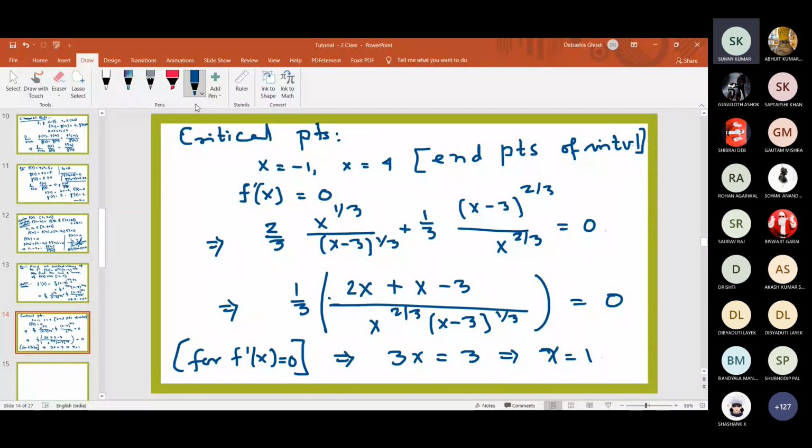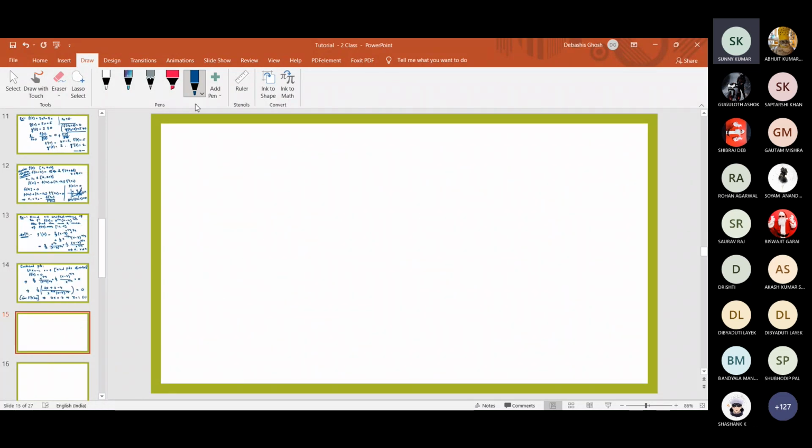So one type of point we are getting here, another point we are getting here, and the third one we can consider is the point where the function is not defined, that is x equals 0, x equals 3, where f dash does not exist.